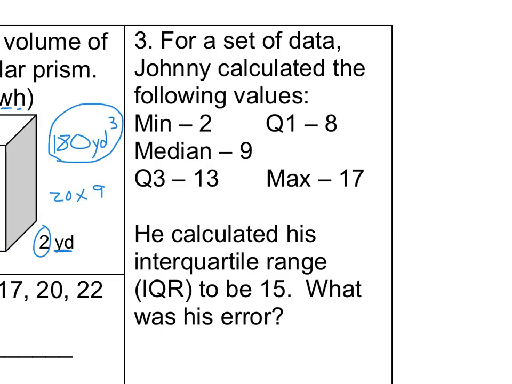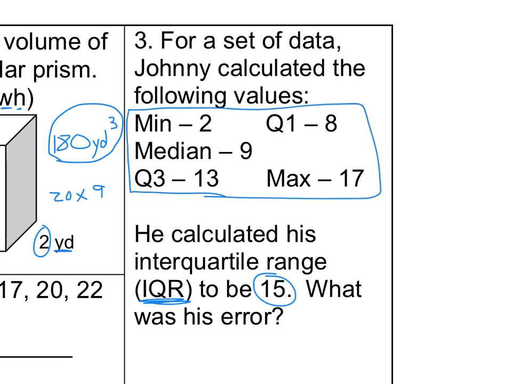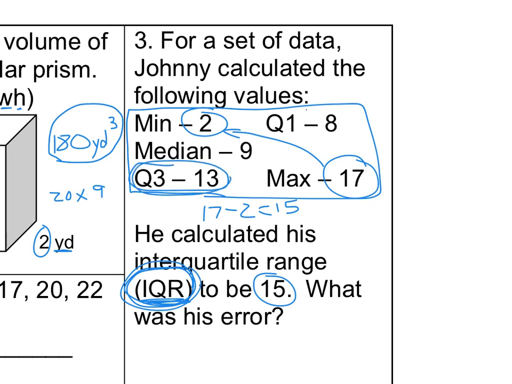So this one just wants you to be the teacher and figure out the mistake he made. If he said the interquartile range was 15, where from these numbers can you get a 15? Yeah, 17 minus 2. And if we did 17 minus 2, we'd get 15. And that is not the interquartile range, right? Interquartile range is the range between quartile 3 and quartile 1. Remember the last and the first quartile. So 17 minus 2 is just the range.